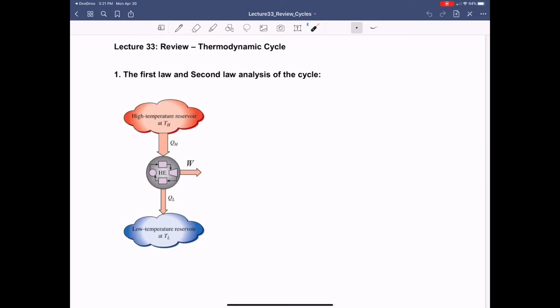So when you try to run a heat engine cycle, what we have to do is get a certain amount of heat QH from a hot temperature reservoir. And from this heat, we can convert part of it to the net work W. Then the remaining part of heat should be rejected to the low temperature reservoir. So that is how we understand the thermodynamic cycle operation.